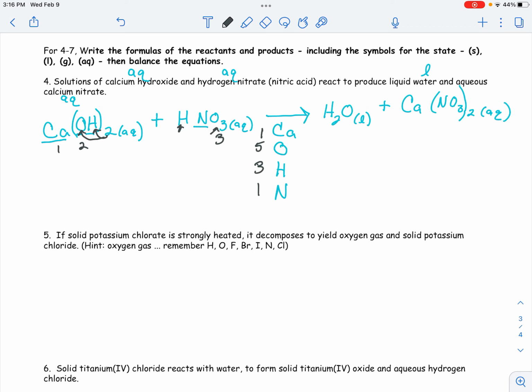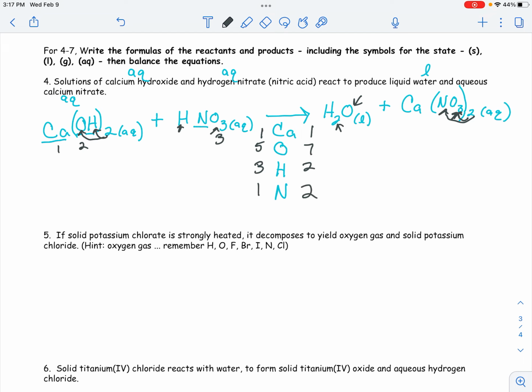On my product side, I still have 1 calcium. Oxygen, I have 1 plus 6 because my 2 distributes to my 3. So 1 plus 6 is going to be 7. Hydrogen, I have 2. Nitrogen, I have 2.